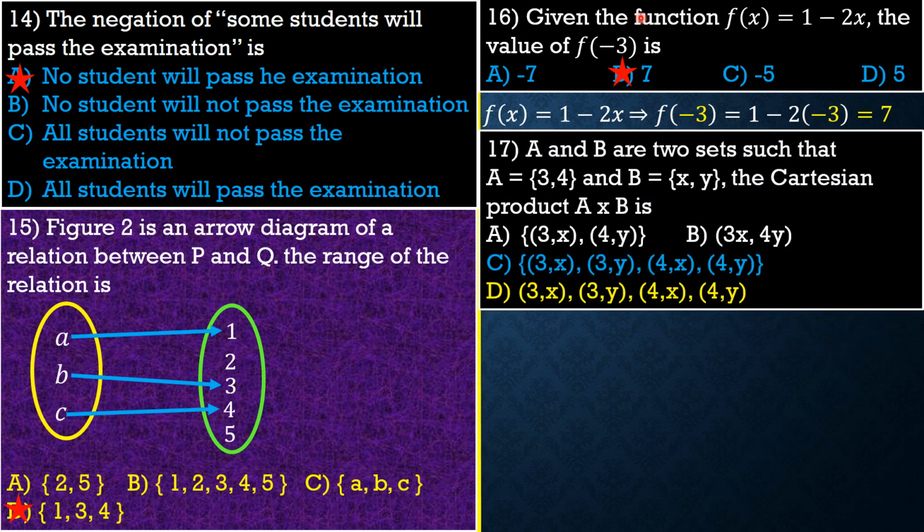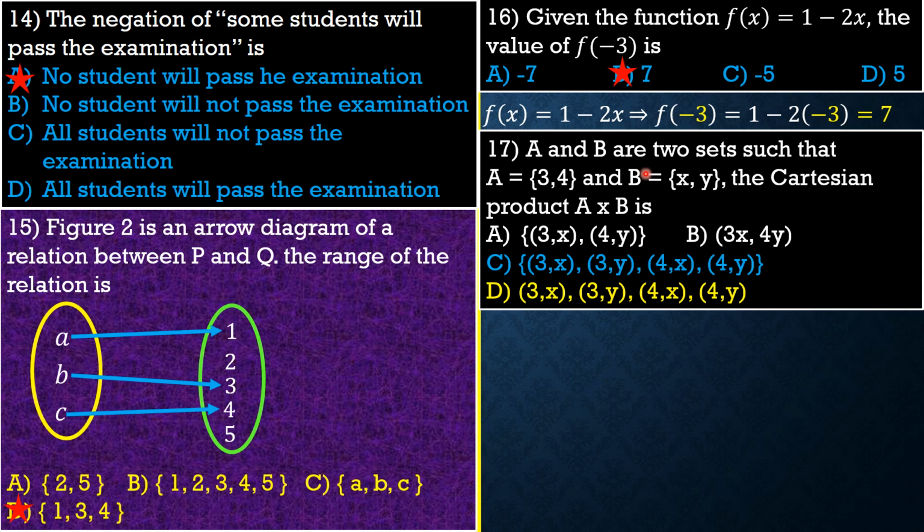Question 17, guys, reads that A and B are two sets such that A is equal to {3, 4}, B is equal to {x, y}. The Cartesian product of A cross B is what? So friends, one thing I want to draw your attention to is that this is on relations and functions, specifically the Cartesian product, where A cross B, guys, is not the same as B cross A. Take note. They can only be the same if A is equal to B. That's the only condition under which they can be the same. But in practice, in general situations, they are not the same.